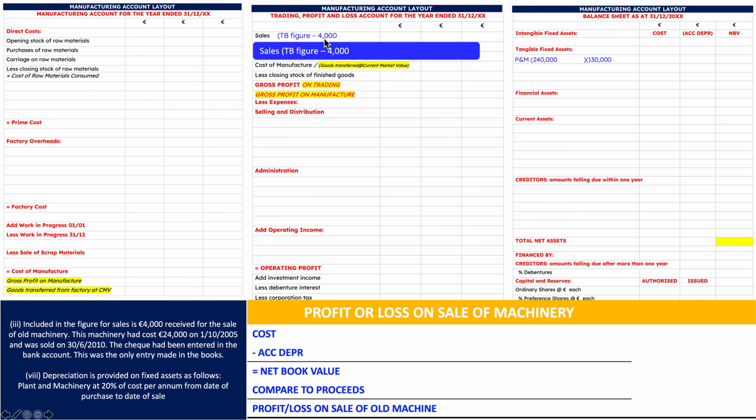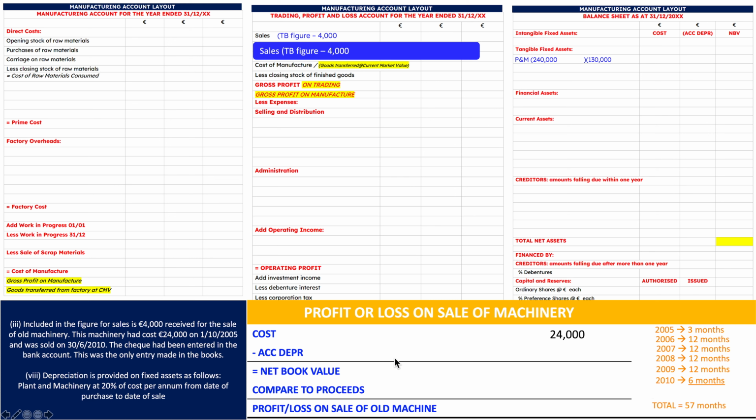Then what we'll do is we'll work out the profit or loss on sale of machinery. So the machinery had cost 24,000. Then we'll take away the accumulated depreciation from that machinery. So we need to work out how long they had it for. They bought it on the 1st of the 10th, 2005, and they sold it on the 30th of the 6th, 2010. So for 2005, they had it for 3 months, 2006, 12 months, 2007, 12 months, 2008, 12 months, 2009, 12 months, and then 2010 they had it for 6 months. So when we tot all of this up, it's going to be 57 months.